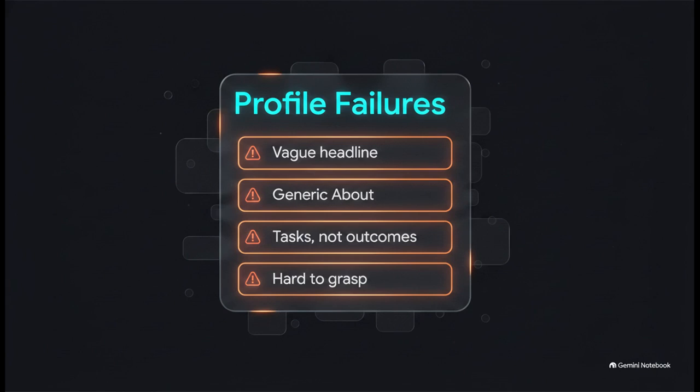Instead of a standard job title like VP of Marketing, your headline must be an outcome-driven positioning statement, like helping B2B enterprises scale organic acquisition via AI. And the first 3 lines of your About section, that needs to be a powerful hook designed specifically to trigger that see more click. If a potential client is confused for even 2 seconds, they keep scrolling.